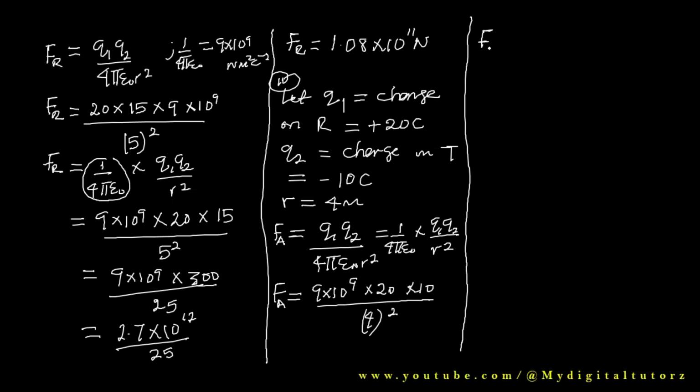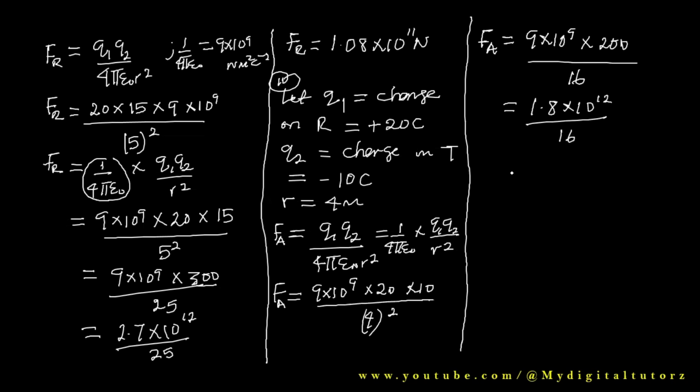So we have the force of attraction equal to 9 times 10 raised to power 9 multiplied by 200, everything divided by 16. So what is 9 times 10 to the 9 multiplied by 200? This will give us 1.8 times 10 raised to power 12 all over 16. So by the time you divide it by 16, we have 1.125 times 10 raised to power 11 newtons.